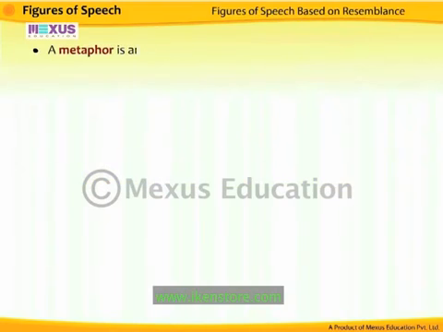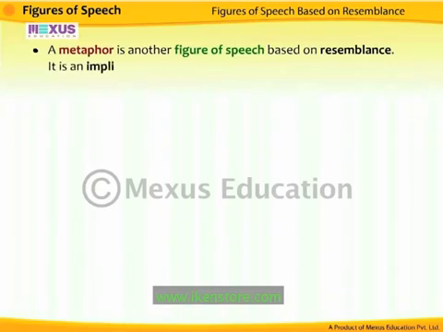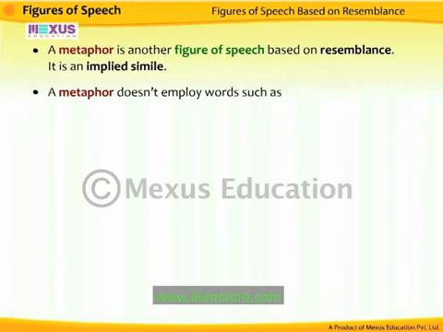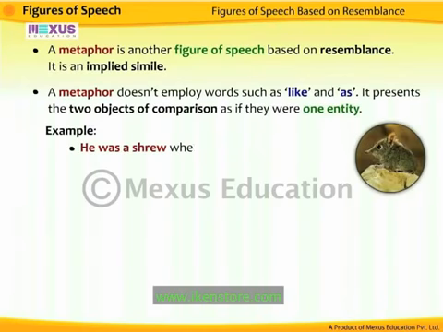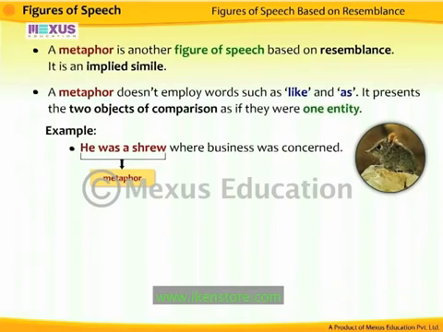A metaphor is another figure of speech based on resemblance. It is an implied simile. A metaphor doesn't employ words such as like and as. It presents the two objects of comparison as if they were one entity. For example, he was a shrew where business was concerned. The person's business sense is compared to a shrew in the above example. However, this comparison is not directly made.